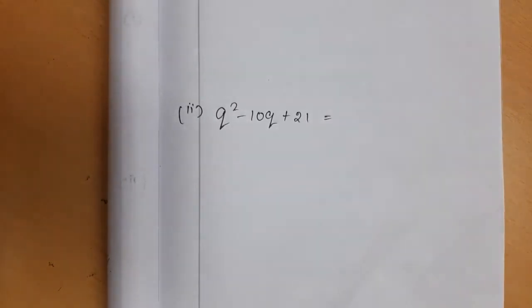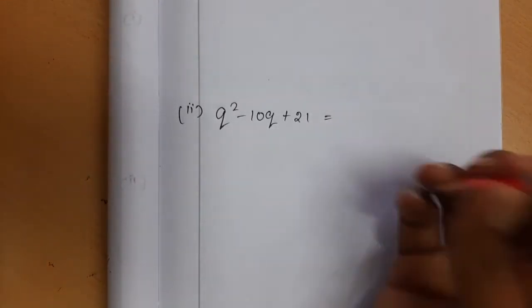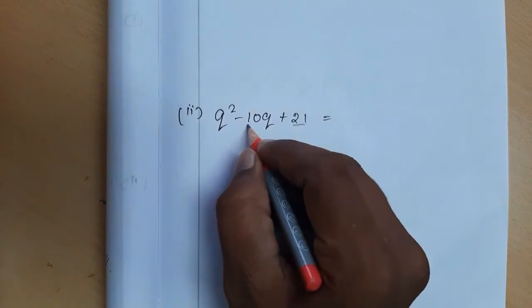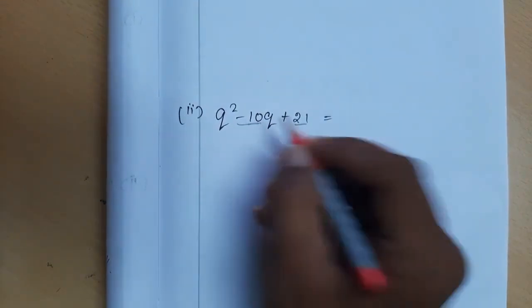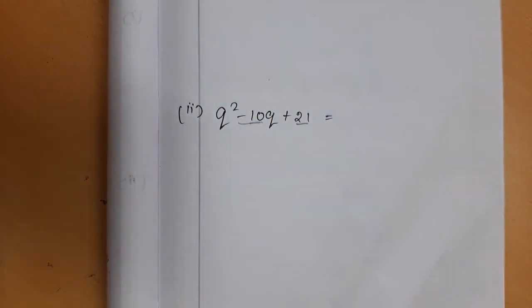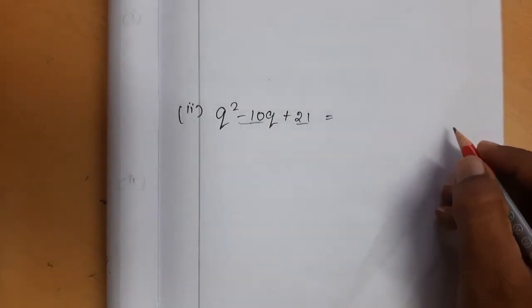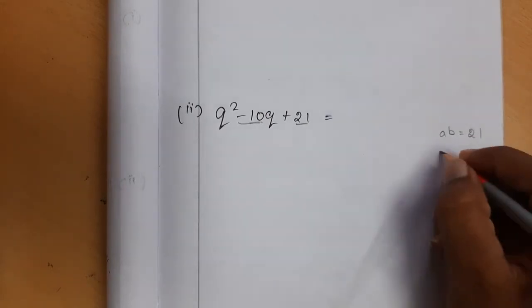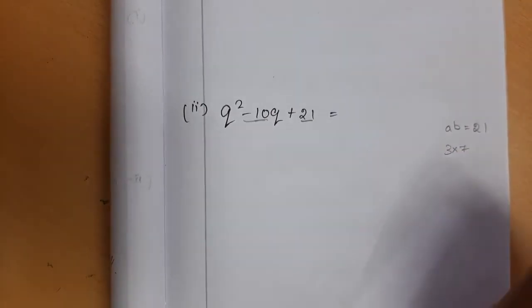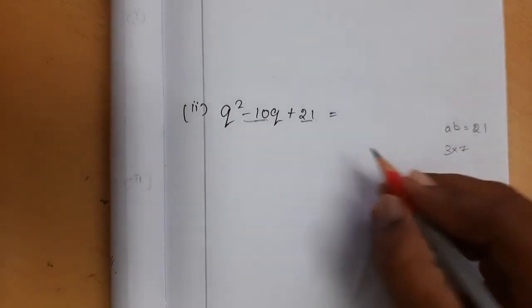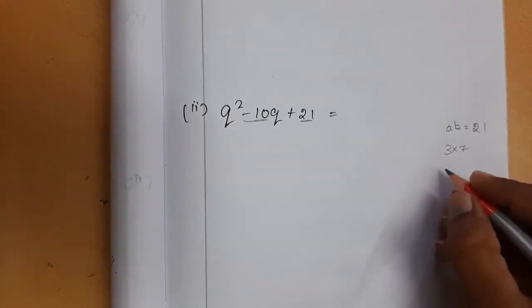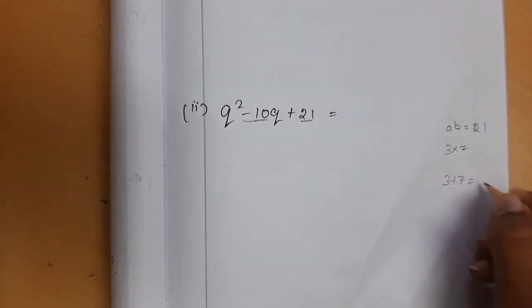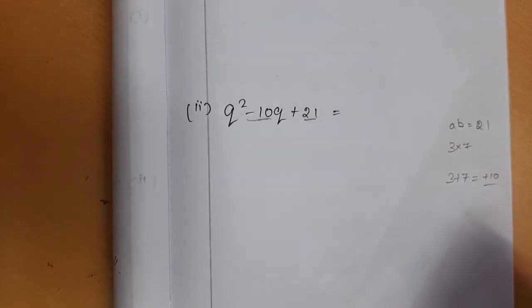It is also like that. So the multiple should be 21 and the addition should be minus 10. Particularly we can focus on the minus term. So the multiple should be 21. Which are the factors of 21? 3 table, 3 into 7. Any other? No, we don't get any. And if you add, we have to get minus 10. So 3 plus 7 is equal to plus 10. It is not a minus 10, right?